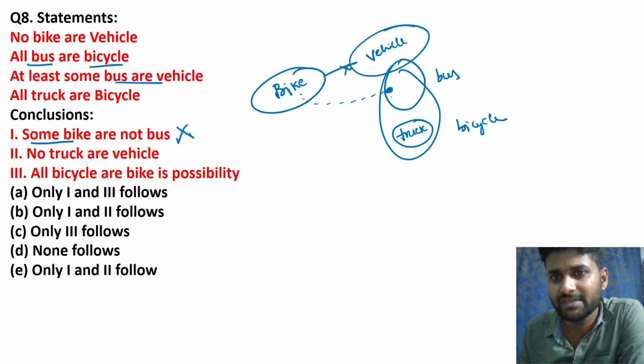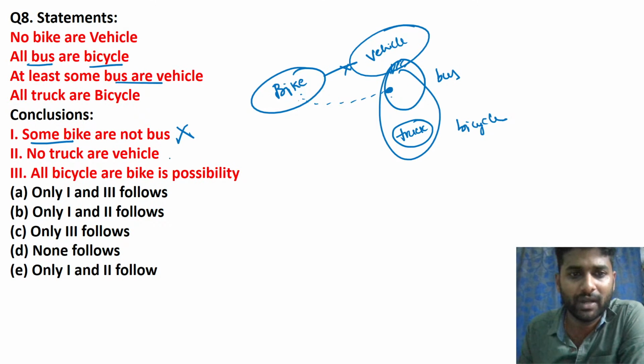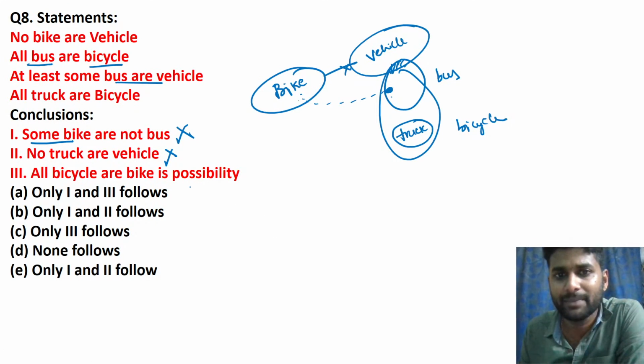Next, no truck or vehicle. We can see some relation. How can we conclude it is a no relation? It is also invalid.